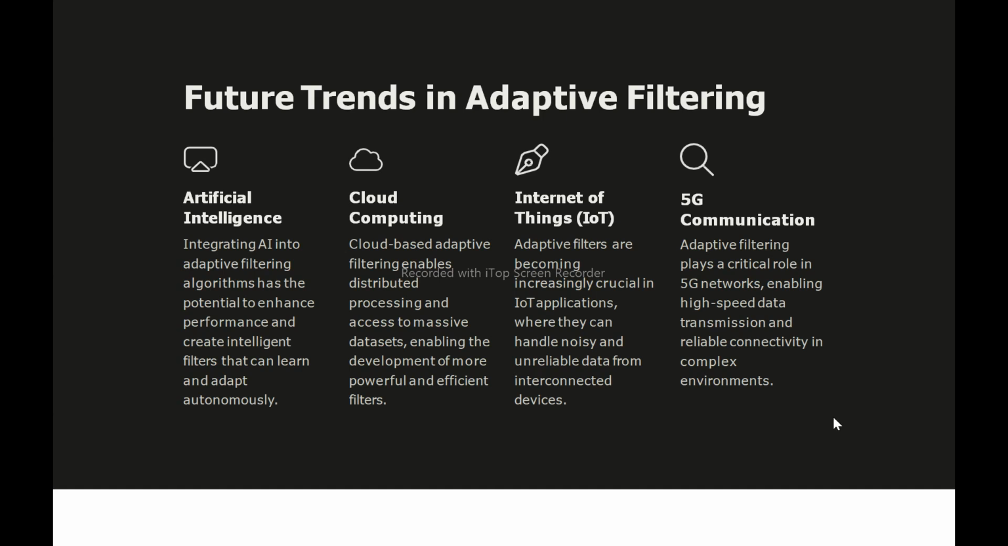IoT: adaptive filters are becoming increasingly important tools in IoT applications, where they can handle noise and data from industrial devices. 5G communication: adaptive filters play a critical role in 5G networks, enabling high-speed data transmission and reliable connectivity in complex environments.